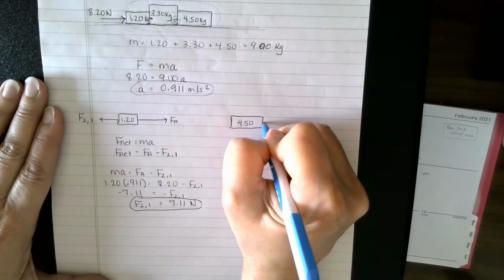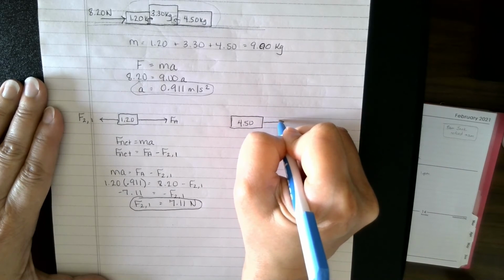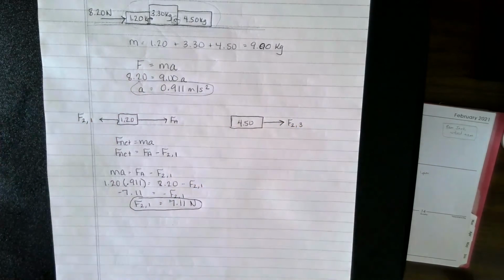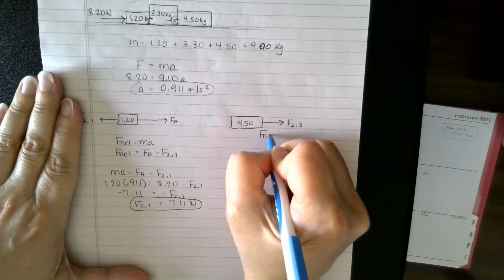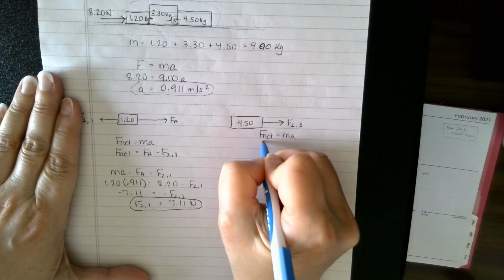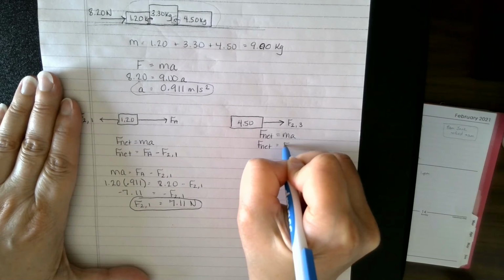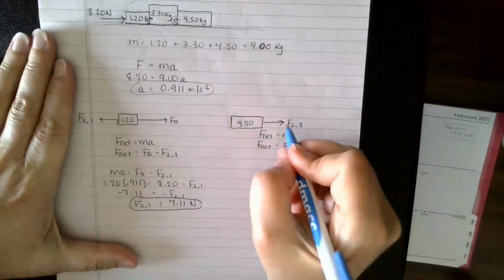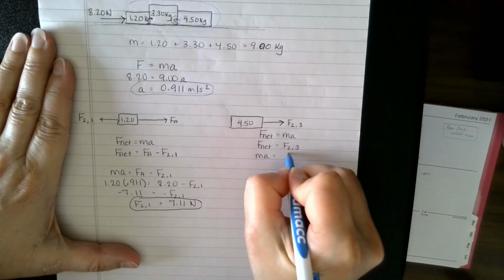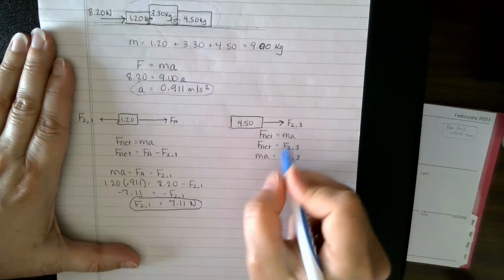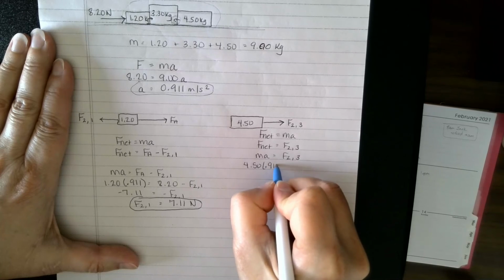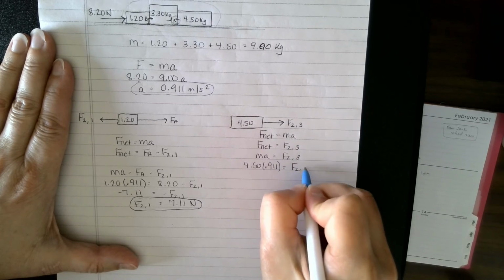And in this case, I have block 2 pushing on block 3, and I don't have any other forces because there isn't any friction. Okay, so F net is ma and F net is my picture, which means ma is equal to the force of 2 on 3. My mass is 4.5, my acceleration is still 0.911, and that's going to tell me what that force is.